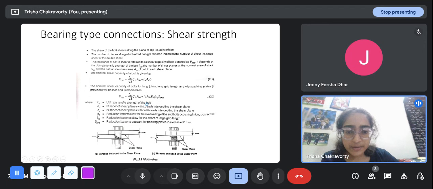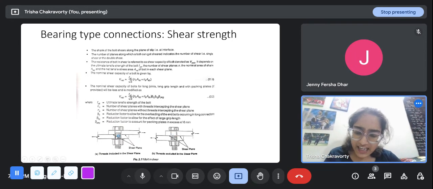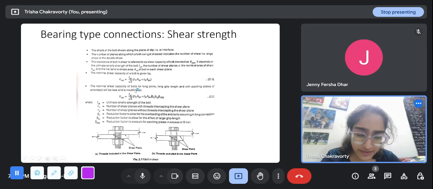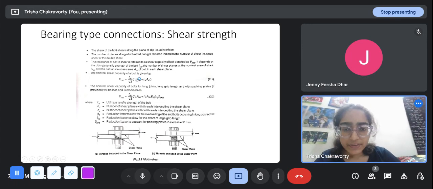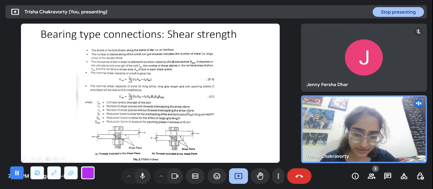NN is the number of shear planes with threads intercepting the shear plane. ANB is the net tensile stress area of the bolt in each shear plane. So, in this case, this is a shear plane, this is a shear plane, and whether the area is threaded or not will be provided in the question. NS and ASB are a different part. NS is the number of shear planes without threads intercepting the shear plane, and ASB is the nominal area of the shank. All these will be provided in the question.